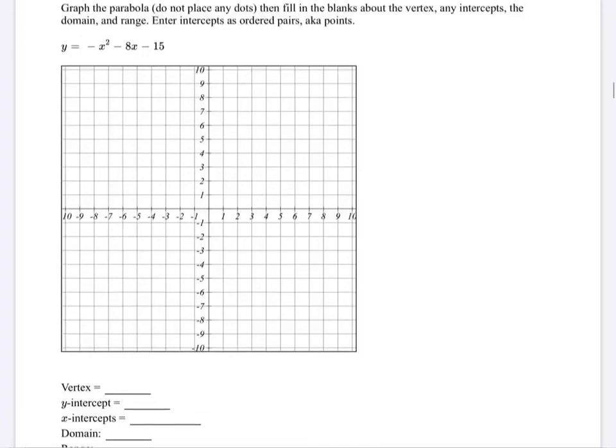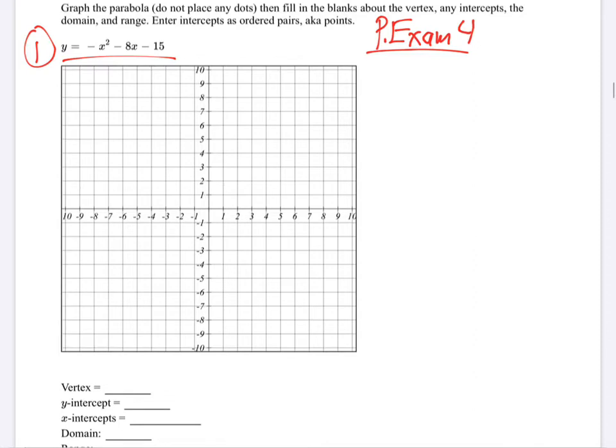Practice exam number 4, question 1. This is practice exam 4, question number 1. So basically they want us to graph this function and also to answer a bunch of questions about the graph.